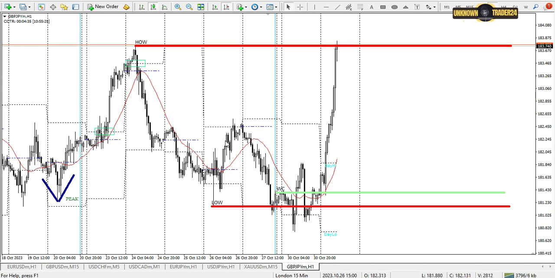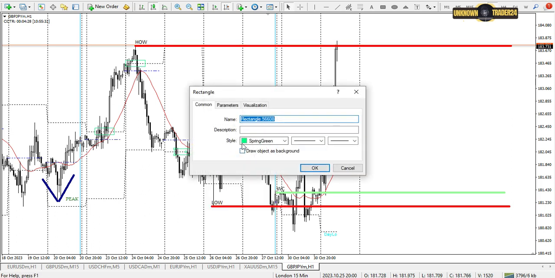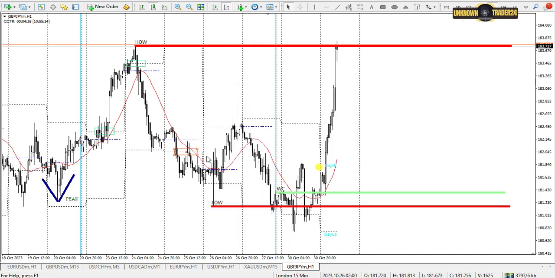Okay, so now we are going down. Now I'm gonna change the color to red, because I want everything I share to be visible to everybody. As you can see right now, they gave us this. They broke the low of the previous day. So this basically tells us one thing.